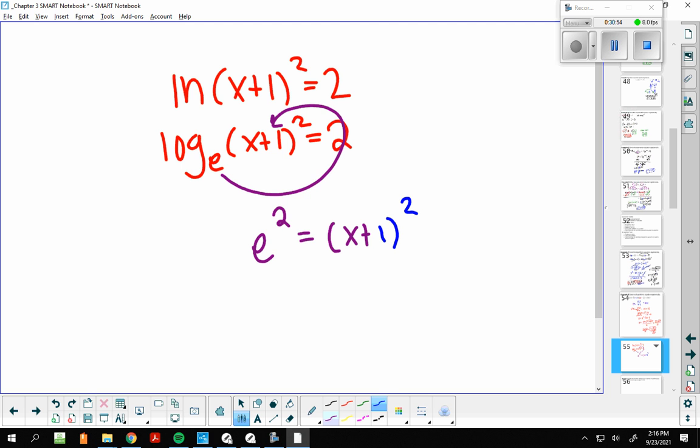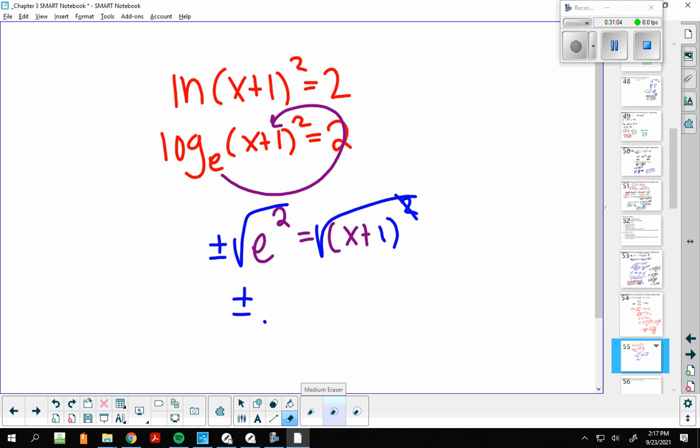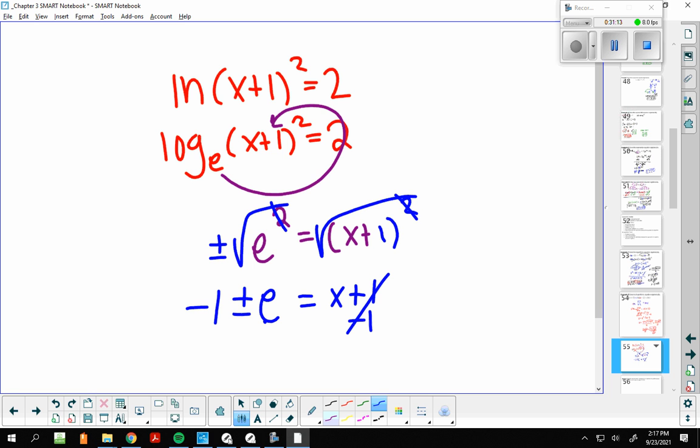Let's just isolate x. Square root both sides. When you square root, you need a plus or a minus. And then we have plus or minus, well, what's the square root of e squared? That's just e. Equals x plus 1. Subtract 1 from both sides. And we're done. Negative 1 plus or minus e equals x.